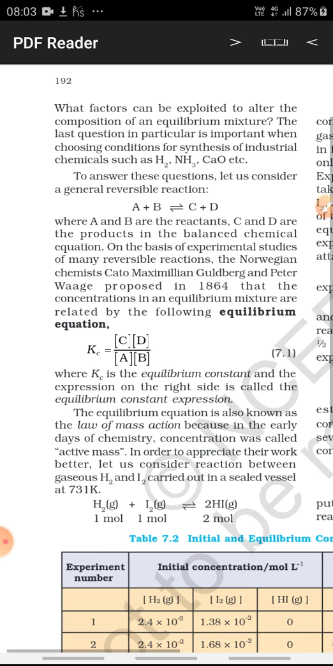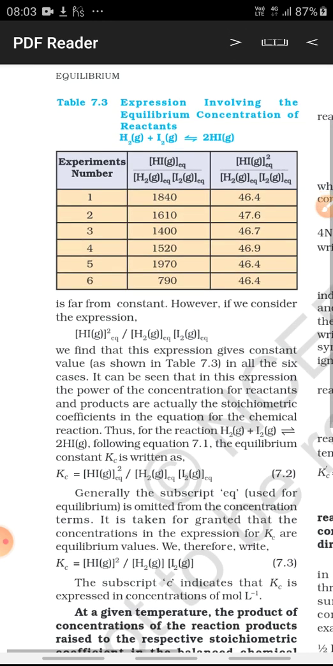Now this Kc is called the equilibrium constant. Kc is the equilibrium constant. This equation is known as the equilibrium equation. This equation is the equilibrium equation and Kc is the equilibrium constant. Now, children, we cannot say that the equilibrium constant will have the same value. We have different values for the equilibrium constant.